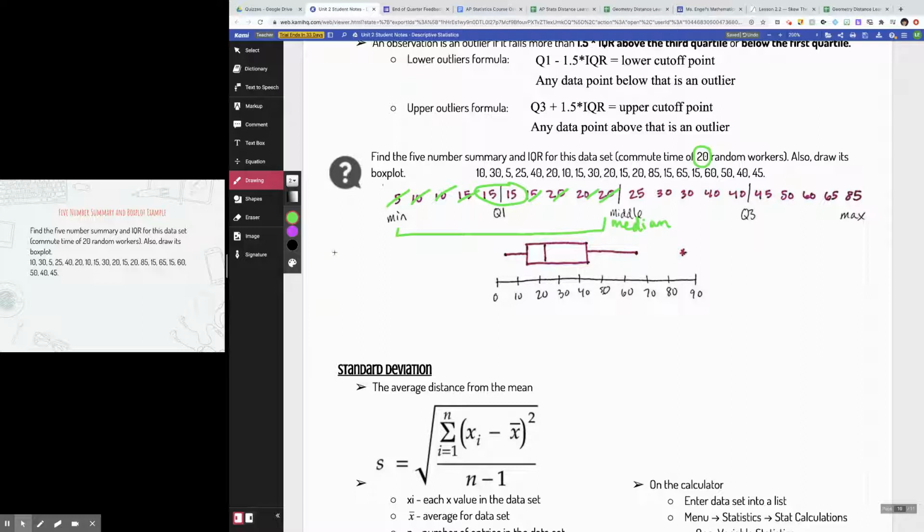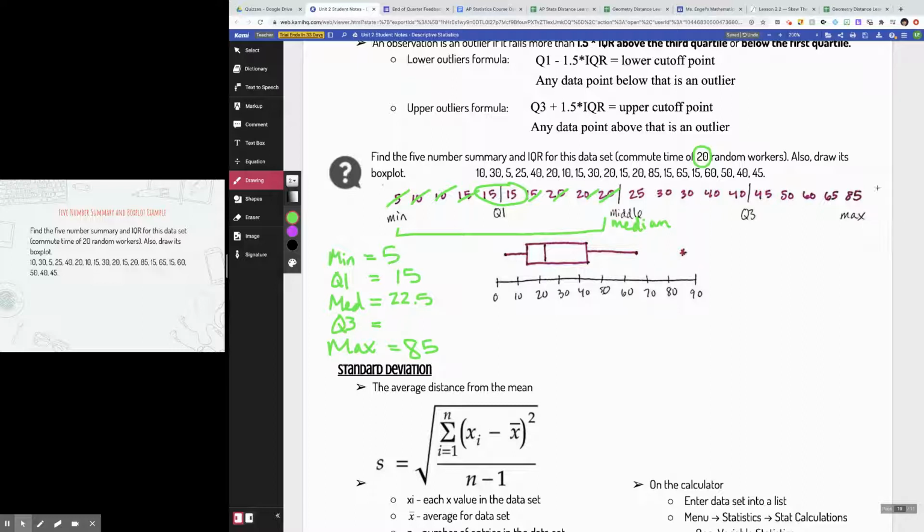So my 5-number summary is the minimum, Q1, the median, Q3, and the max. I already know the minimum value, it's 5. I know the median because I calculated it before, it was 22.5. I know the maximum is 85. And I just found that Q1 is 15. So then I just have to do the same thing for Q3.